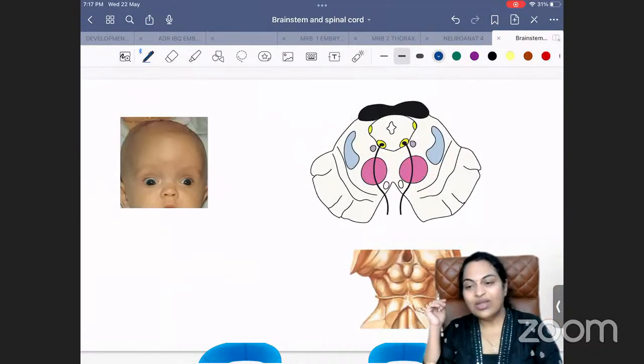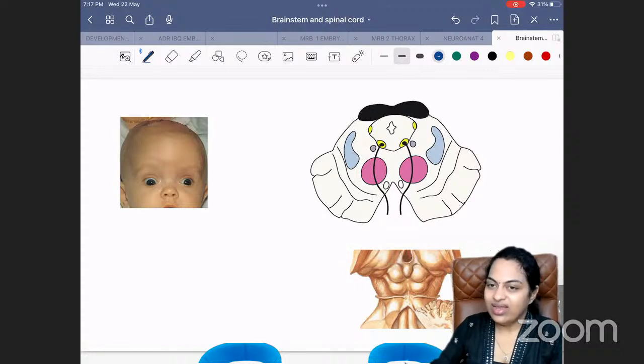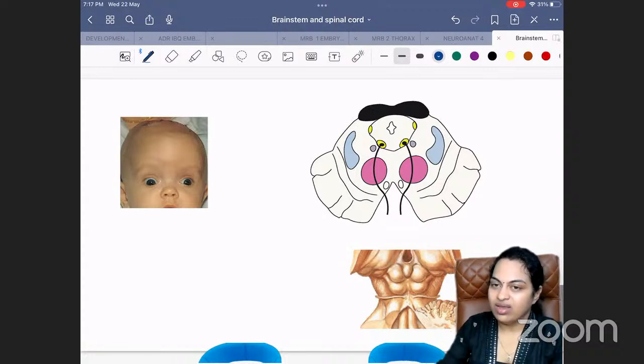Now, can you tell me what syndrome this is? Any idea what it is? It's again the midbrain. Here there is a lesion of the superior colliculus.